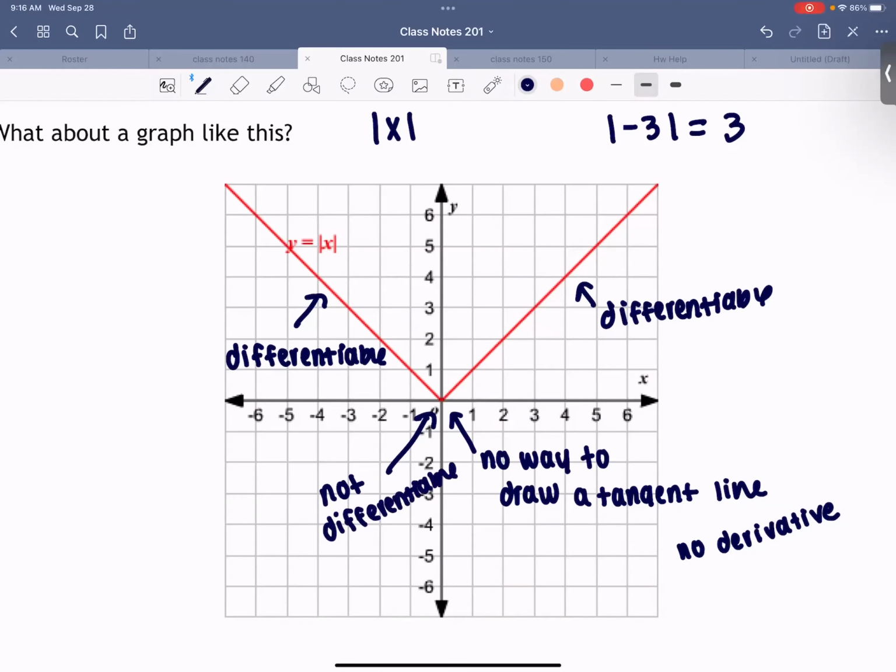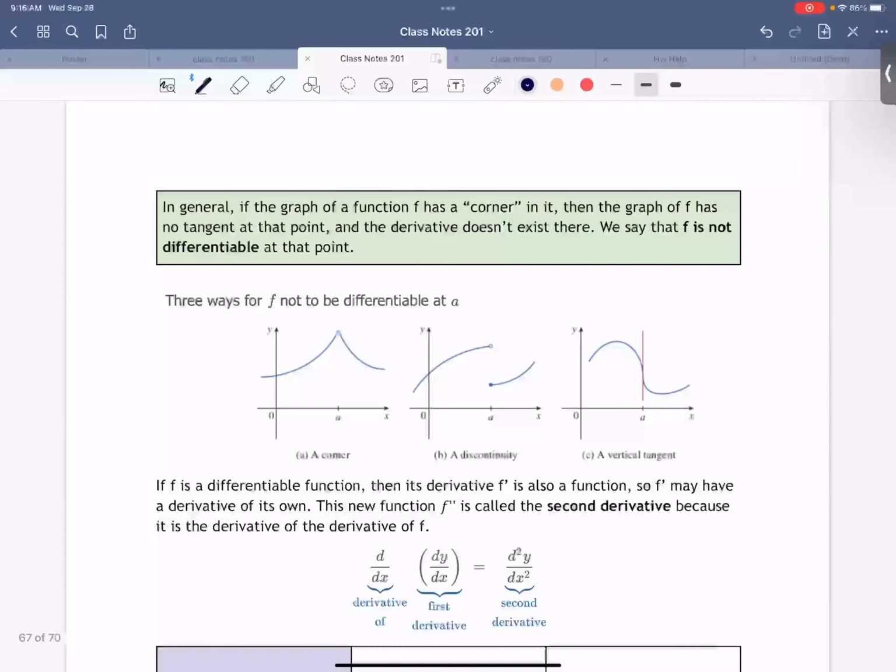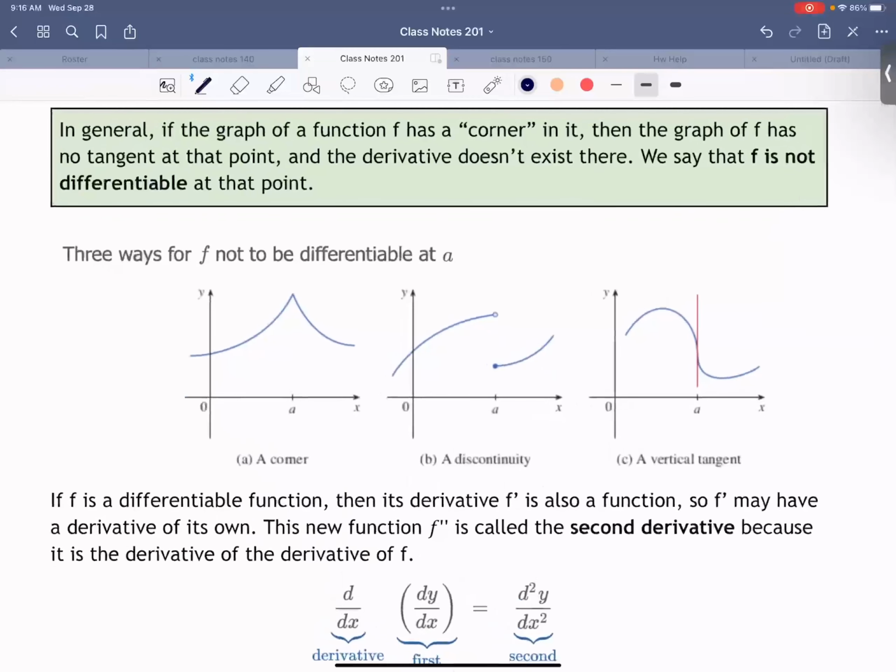Okay, so some graphs have points where we don't have a derivative at a specific point. Okay, let's flip our page. So I do have a definition of something not being differentiable. I think we kind of understand that, but there's actually other ways our function can not be differentiable. Okay, so we talked about sharp turns. Over here we have a corner or a sharp turn. Anytime we have a sharp turn in a graph, we can't draw the tangent line, so it's not differentiable.